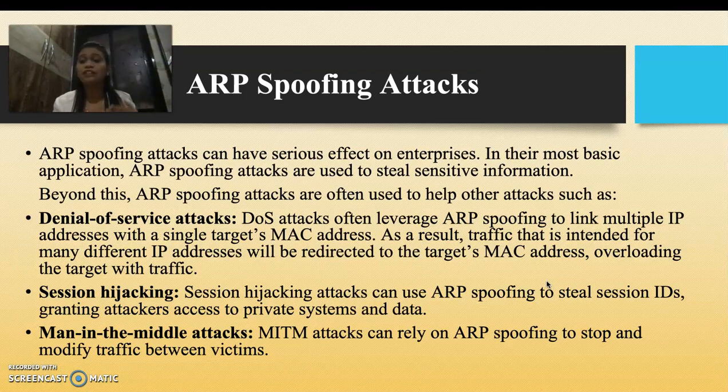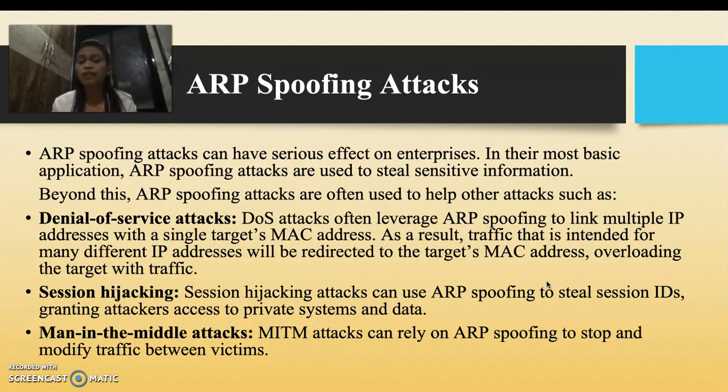So what are the different categories we can consider in ARP spoofing? ARP spoofing attacks can have a serious effect on enterprises. Enterprises is nothing but an organization or an institute, obviously. In its most basic application, ARP spoofing attacks are used to steal sensitive information. Obviously, the main motive of an attacker is to steal sensitive information. Sensitive information can be username, IP address, MAC address, your cookies, the browsing history, anything can be spoofed from your system.